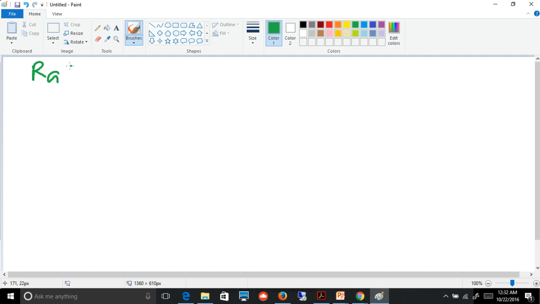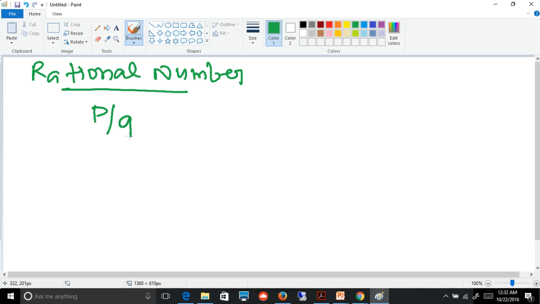A number which represents something like p by q is called a rational number, where q should not be equal to 0. A number which can be written in the form of p divided by q is called a rational number, where q should not be equal to 0. If it is 0, that means it is an undefined number. You remember, if you are dividing any number by 0, that is called infinite. So it is not defined. So this is the definition of a rational number.